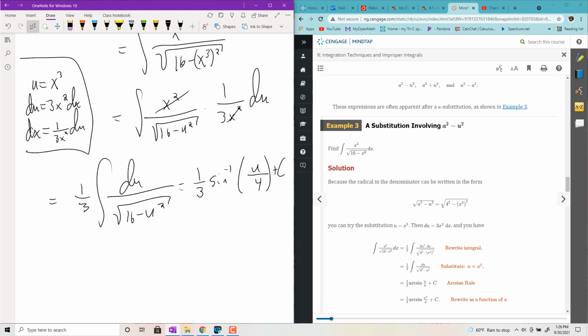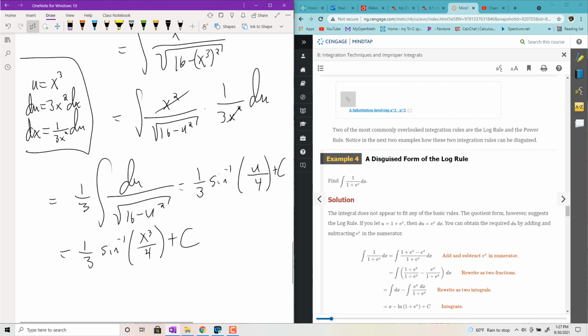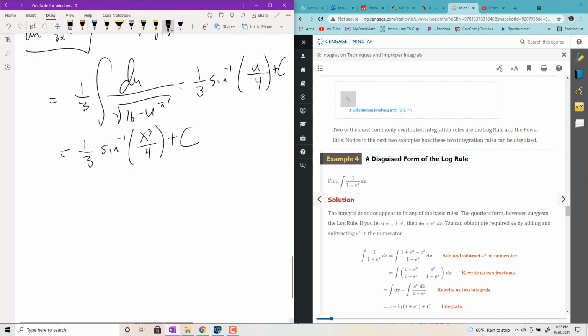Do we have to evaluate? No, so it's an indefinite integral. Back subbing, I get 1/3 sine inverse of x cubed all over 4 plus c. Okay, great. Example 4.